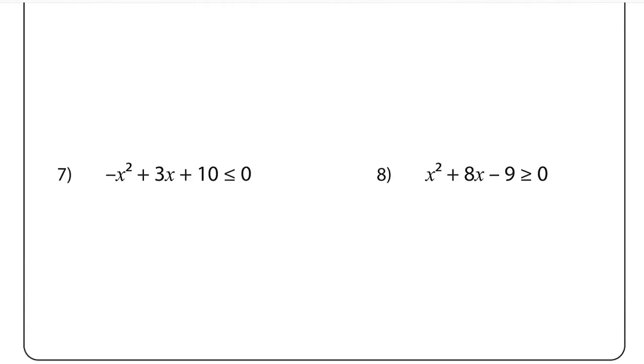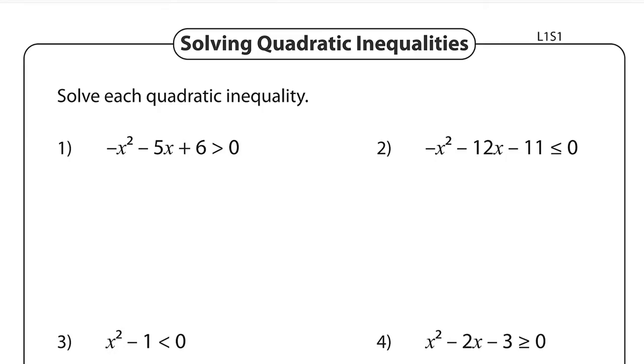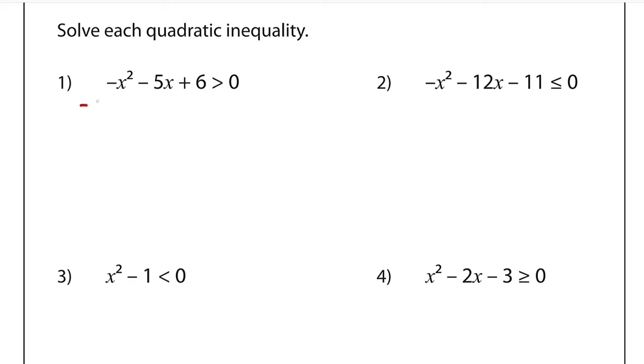to quadratic inequalities. We have the first one here. You bring the negative outside. Inside, all the signs will change. This becomes x squared. This becomes plus 5x. This becomes negative 6 greater than 0, right?